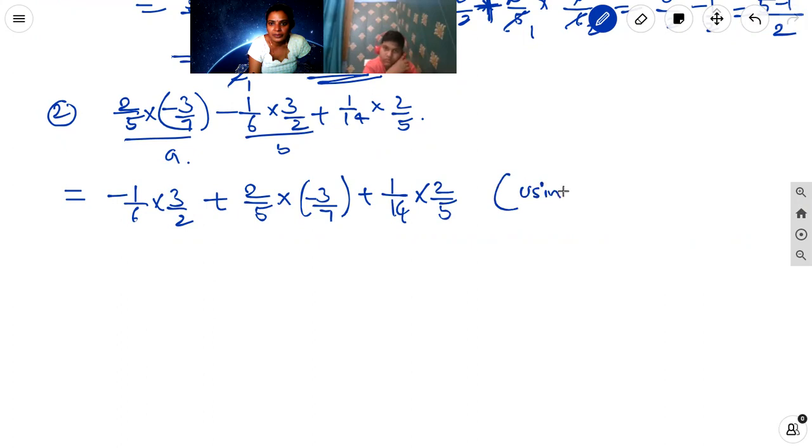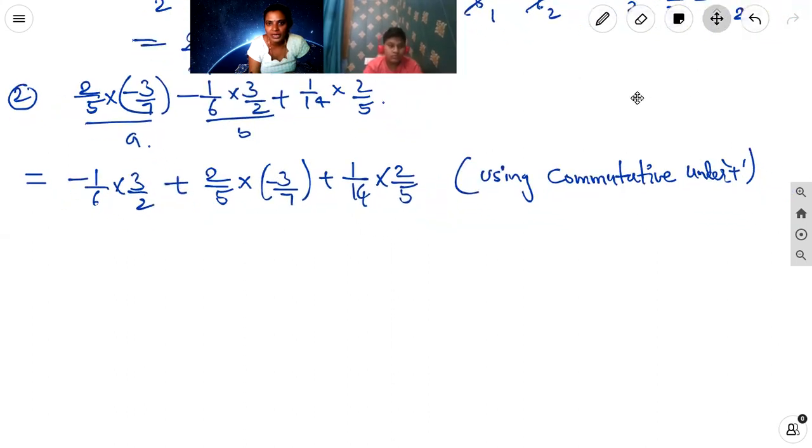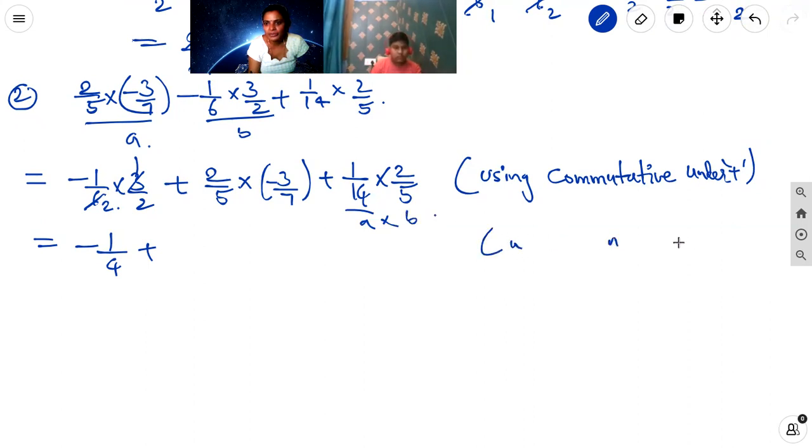Using commutative property under addition, you should mention what property you are using and then you can convert. Next, again, here 3 ones are 3, twos are. So minus 1 by 4 plus, for these two, interchange of any two, commutative, A into B. Again, using the commutative property under multiplication.